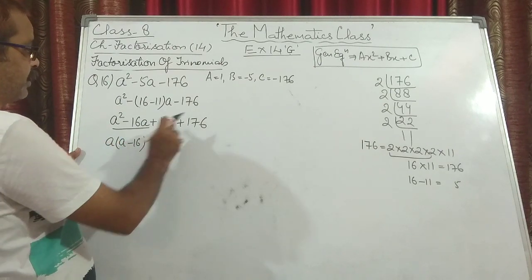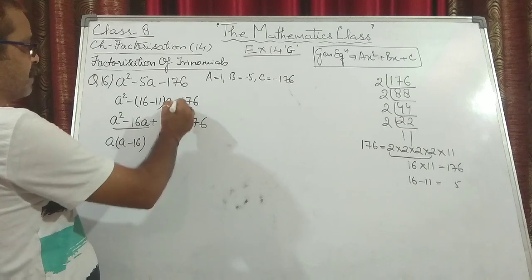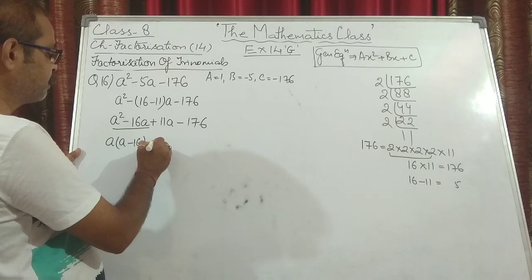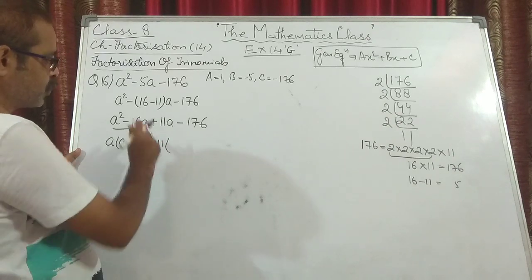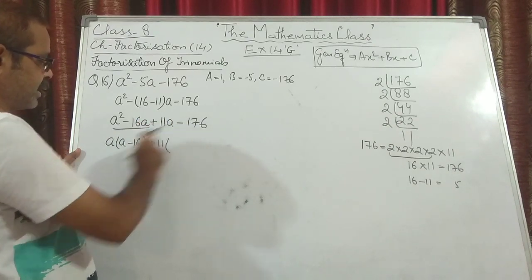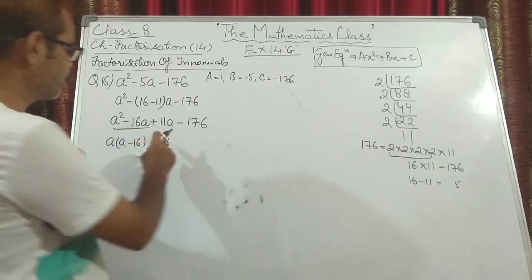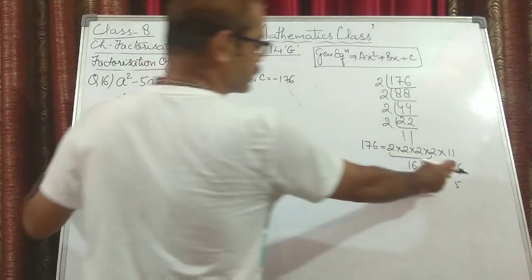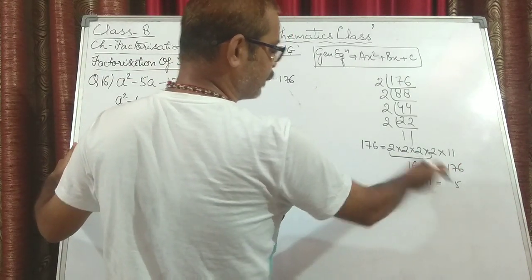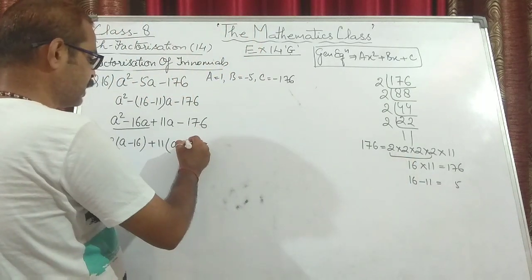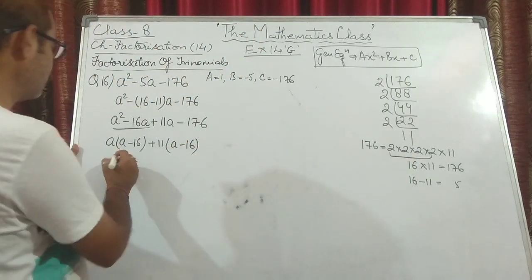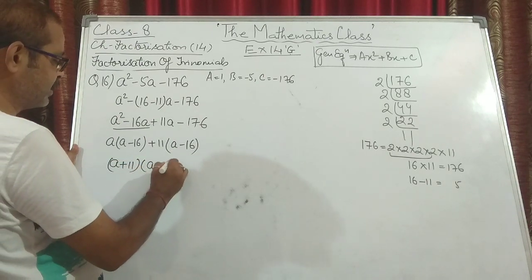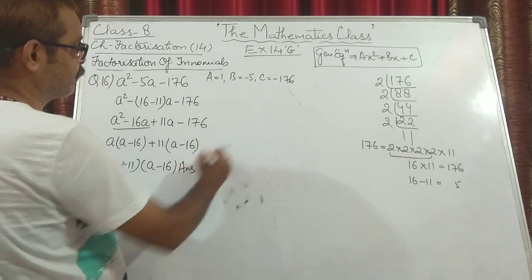Now here it was minus 176. Now from here we can take plus 11 common. Because if I take minus, this will become positive inside, and here I need minus 16. So when we take 11 common, what is left? A minus, we know 176 is equal to 16 into 11. 11 is taken out, so 16 is left. So minus 16. So a plus 11 and a minus 16 is the final value.